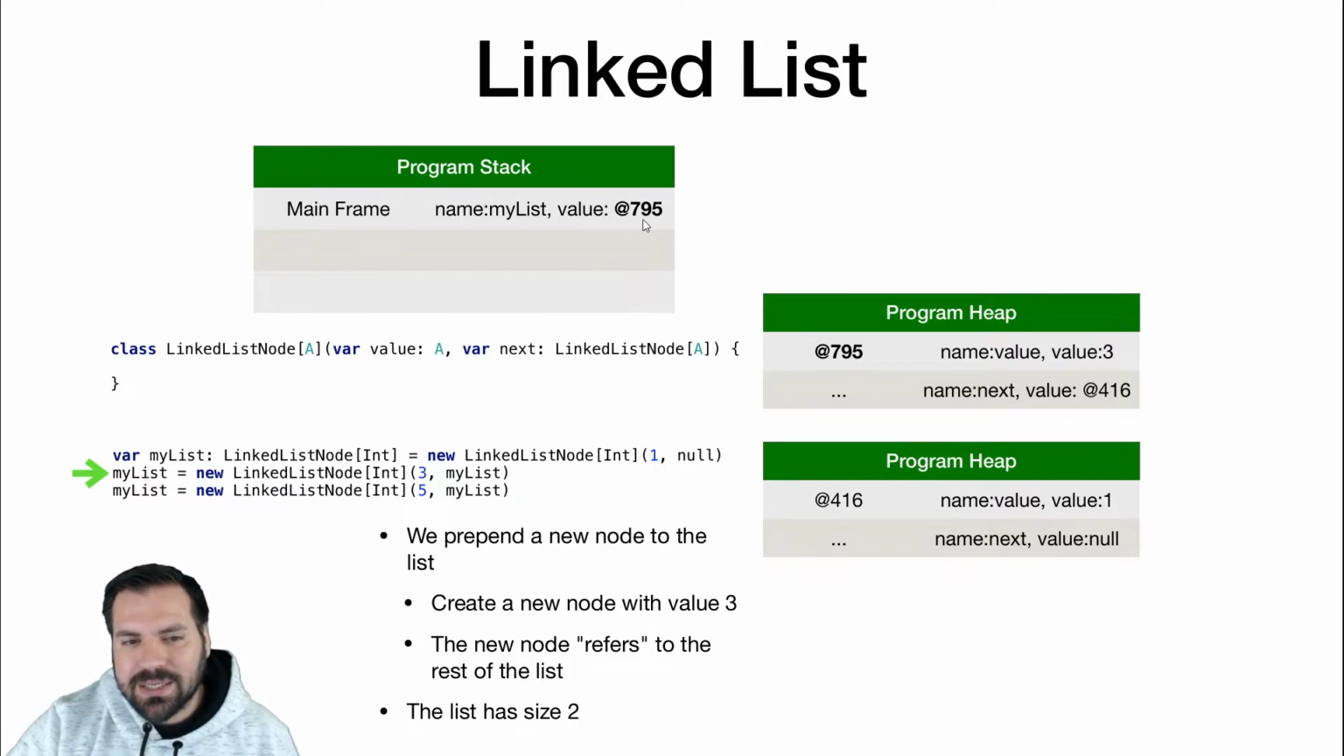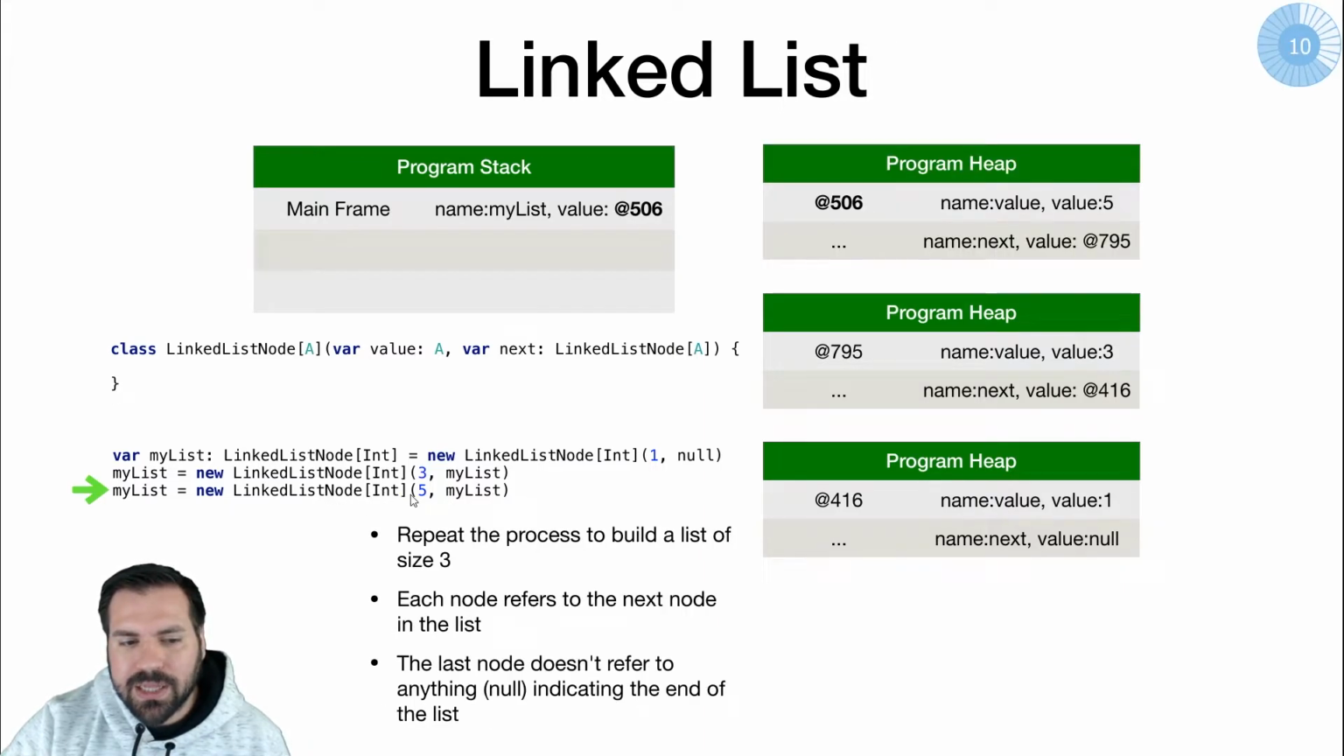Now my list stores a reference to 795. That's what my list right here resolves to. So we're going to create a new linked list node with 5 and 795. Get a new reference somewhere in memory, we don't care where. But we have a reference to how we can find that object. And now this returns that reference, and my list is going to be reassigned to that reference, 506. And now that's what our list is.